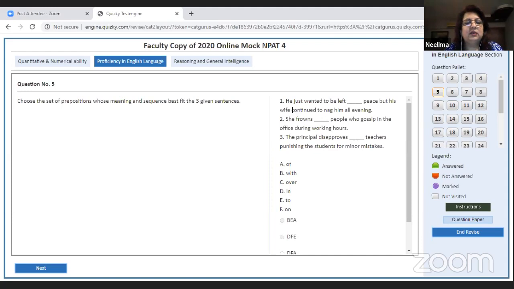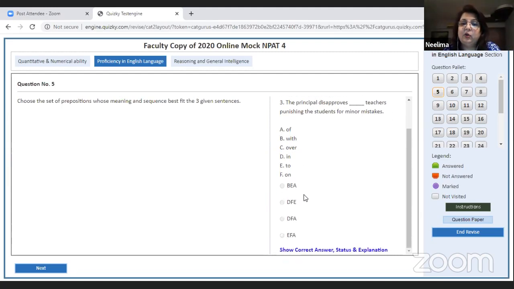The first question: he just wanted to be left dash peace, but his wife continued to nag him all evening. So he wanted peace, but his wife was nagging. You get the gist. Now let's see. It should be to left of peace, with peace, over peace, in peace, to peace, on peace. So obviously it will be to be left in peace. In peace is your D, and we go to the options.